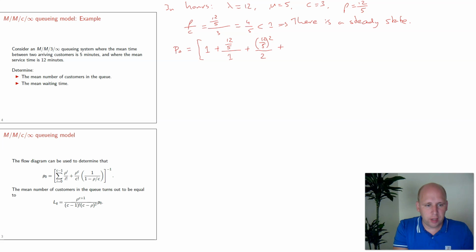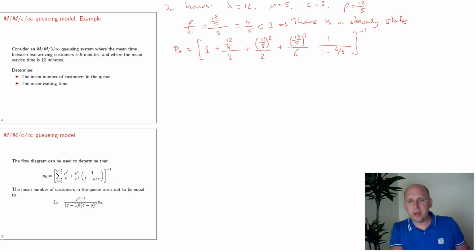And then we also add that separate part, so rho to the power C is 12 over 5 to the power 3 divided by C factorial. 3 factorial is 6, and then times 1 over 1 minus rho divided by C. We already calculated rho divided by C. That was 4 over 5. And this all to the power minus 1.